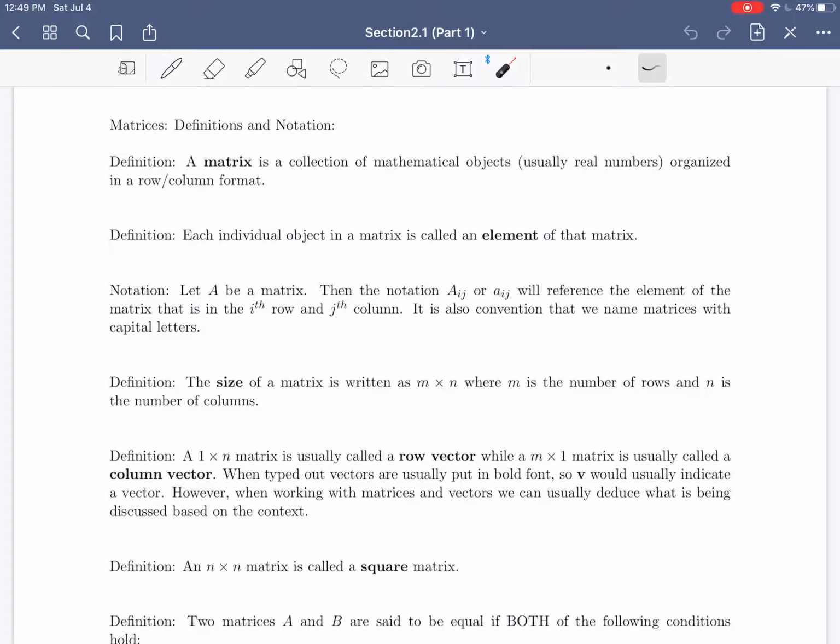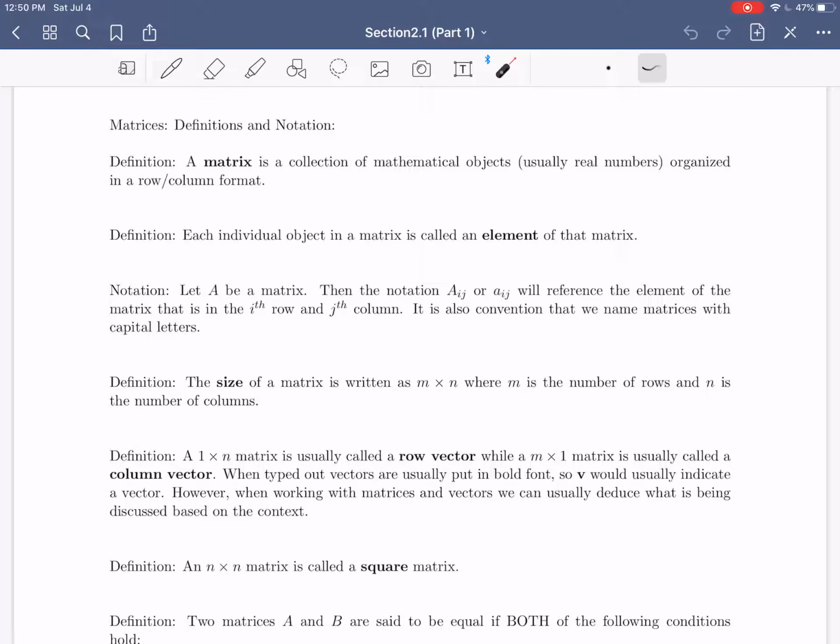So, matrices, definitions, and notation. First of all, a matrix is simply a collection of mathematical objects. Usually, matrices are made up of real numbers, but they could theoretically be made up of complex numbers, functions, other matrices, any mathematical objects, as long as it's organized in a row-column format. So a matrix is just a collection of mathematical objects in a row-column format. Each individual object is called an element of the matrix. So the things that make up your matrix are called elements of the matrix.